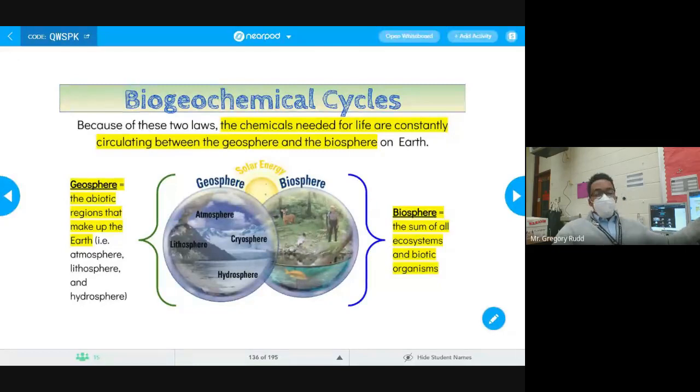And then that even references something called the cryosphere. Does anybody have any thoughts about what that might be? The polar ice caps, good. And then the biosphere is the sum of all ecosystems on the planet and all of the biotic organisms that make up those ecosystems.